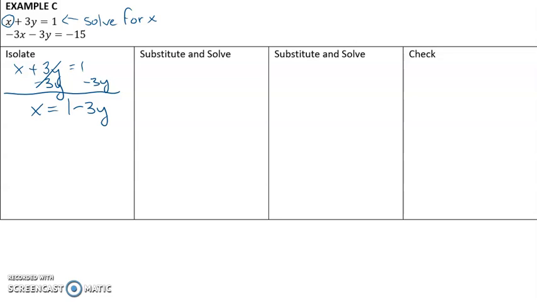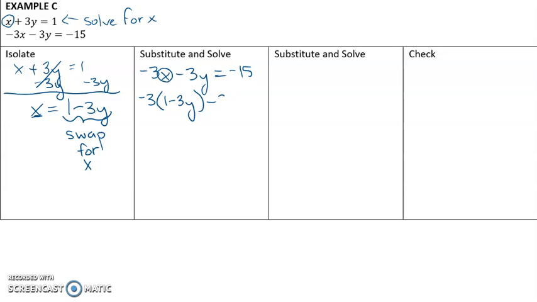Okay, it's not a number, but now we have equivalent values. So wherever I see an x, I can swap it for 1 minus 3y. They are equivalent. We can exchange them for each other. So let's do it. Let's take the other equation. So negative 3x minus 3y equals negative 15. And anywhere we see x, because that's what we solved for, we can now put 1 minus 3y. So negative 3 times x, which is now 1 minus 3y, minus 3y equals negative 15.